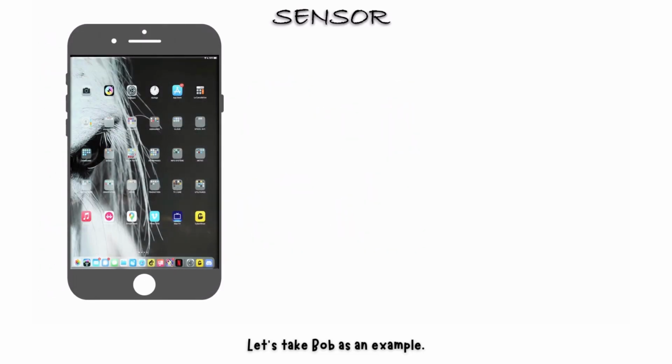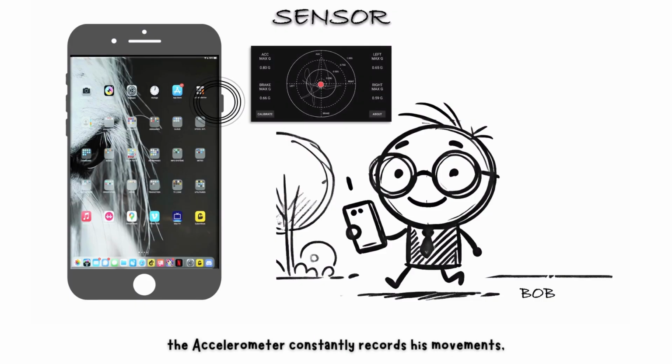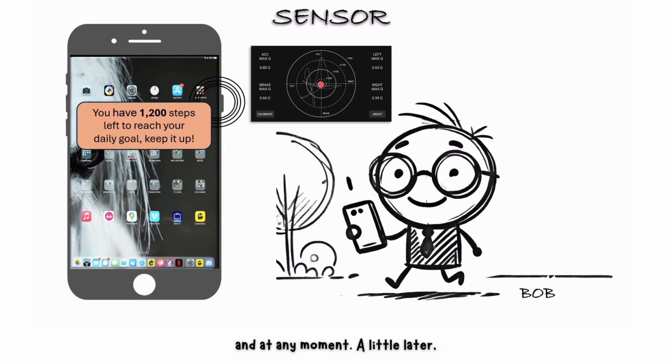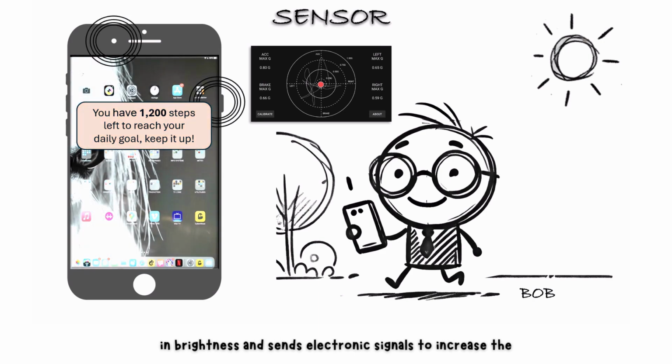Let's take Bob as an example. While he's walking with his smartphone in his pocket, the accelerometer constantly records his movements, helping him monitor his daily physical activity at any moment. A little later, Bob enters an area exposed to direct sunlight. The ambient light sensor immediately detects the change in brightness and sends electronic signals to increase the screen's brightness. Despite the blinding sun, Bob can still read his phone's display with ease.